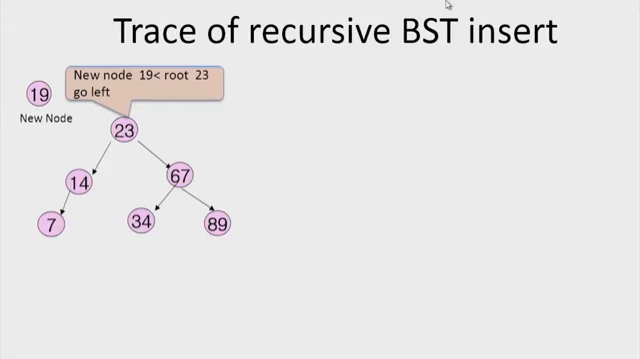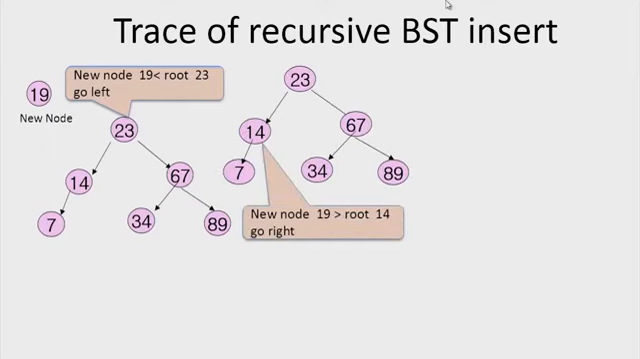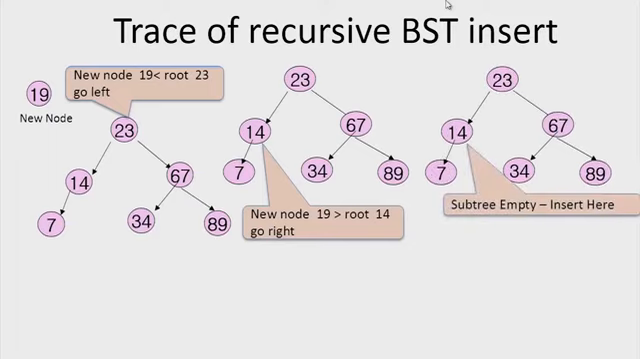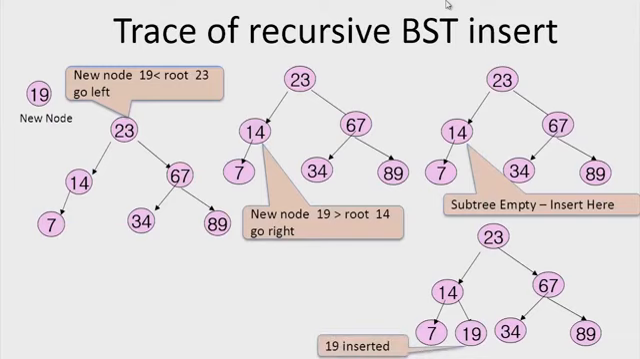Now, 19 is less than the root node 23. So, you go to the left subtree, and in the left subtree you go to 14. You find that the new node 19 is greater than 14 at the right, and the right subtree is empty. So, what do you do? You just add 19 there. Okay. So, that is the idea here. So, the 19 has been added.